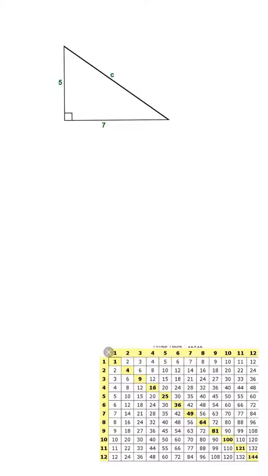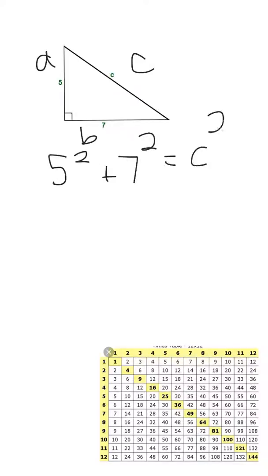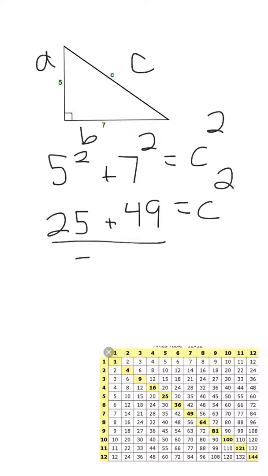For this problem, I have a squared plus b squared equals c squared, so 5 squared plus 7 squared equals c squared. I can use my multiplication table to figure out my square roots if you don't remember them. I look at my diagonal: 5 times 5 is 25. So 5 squared is 25, plus 7 squared is 49, equals c squared. Then I add up 25 plus 49, which is 74, so that equals c squared.